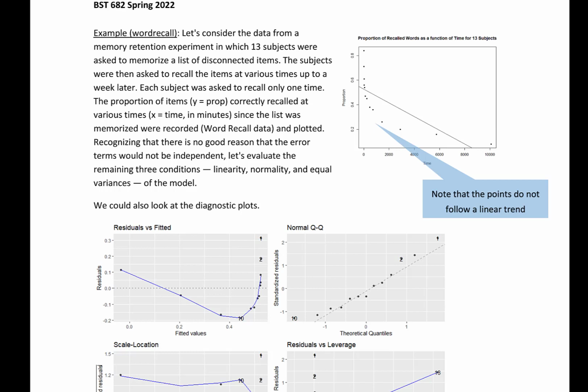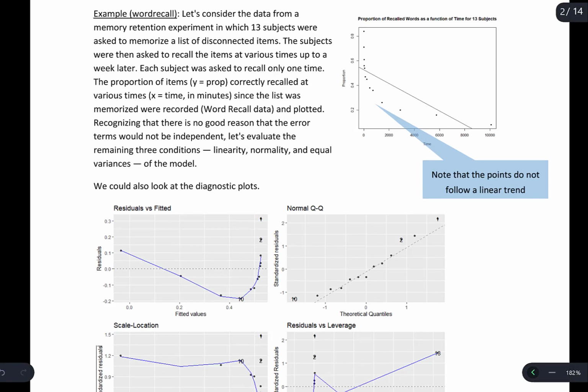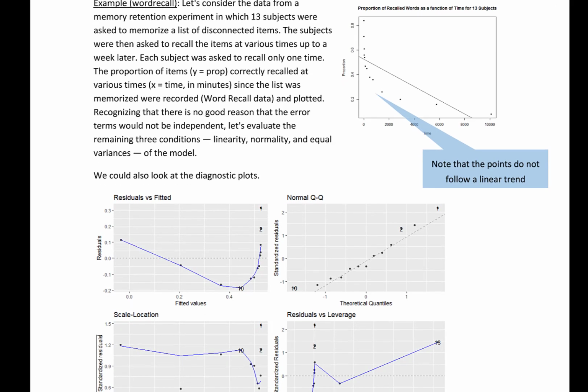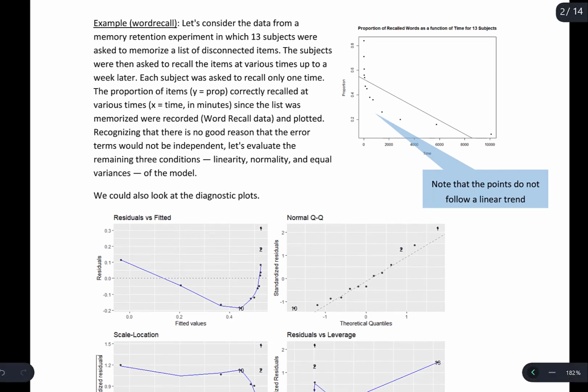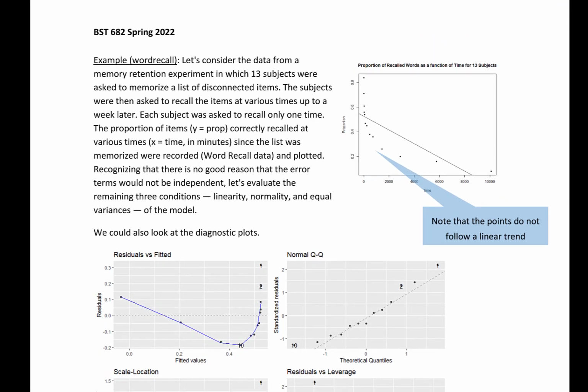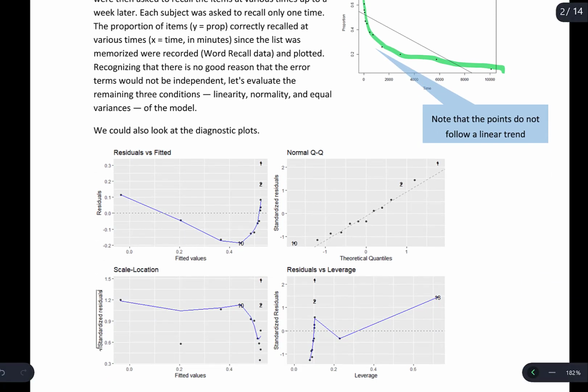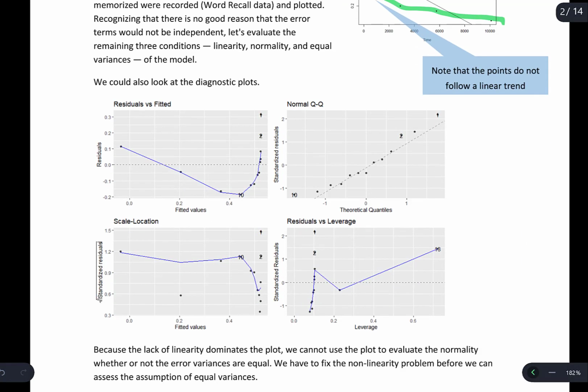We're probably good with our independence assumption, but let's look at some of our other diagnostic plots. The very first thing I want to look at here is just the scatter plot. Very quickly, we can see that it is not in a straight line. So we know right off the bat we're going to have an issue there, because that's obviously curved. And then we can look at some of the other diagnostic plots here.